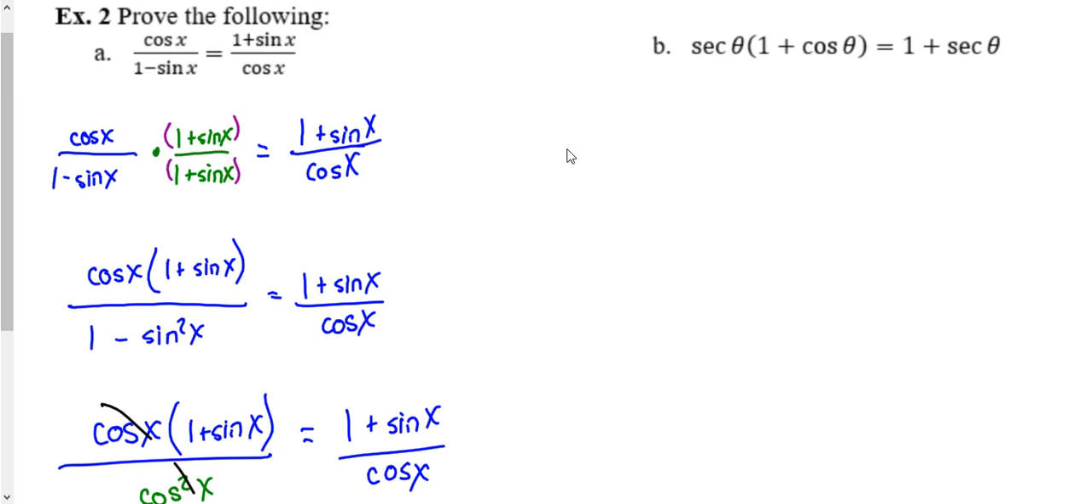In the next example here we have secant theta multiplied into 1 plus cos theta, and we're hoping to get 1 plus secant theta overall. So again, this right side here looks a bit easier. It looks a bit cleaned up already, so this left side is what I'm going to work with. So secant, I'm going to rewrite that as 1 over cos theta, and that's going to be multiplied by 1 plus cos theta. We're hoping we get to 1 plus secant theta there. My apologies.